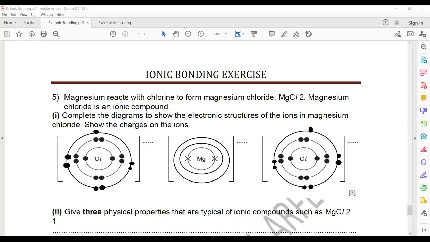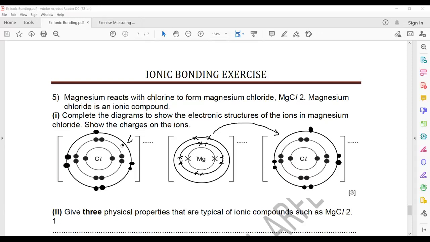So first we completed the structure of the atoms. But in the question, we don't have to draw the structure of the atom, we have to show the ions. So how do we represent the ion? Magnesium has 2 electrons in the last shell. So one electron from magnesium is transferred to the chlorine on the right hand side, and the second electron from the outer shell is transferred to the chlorine atom on the left hand side.